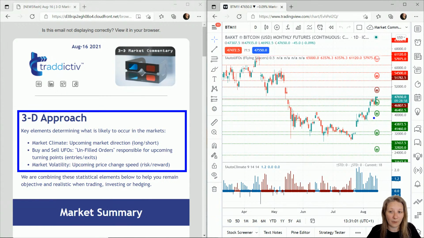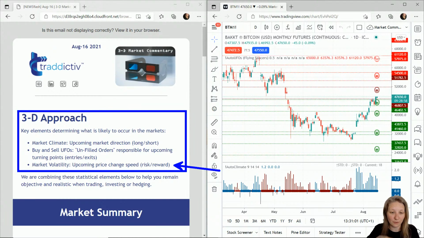This AutoUFO app shows us where our green UFOs are, that's where buy orders are. Where our red UFOs are, that's where our sell orders are. And it also tells us on the right-hand side, on the pricing here, what those numbers are. So we know exactly where to buy and where to sell because it shows us exactly where buyers and sellers are. So that's helpful.